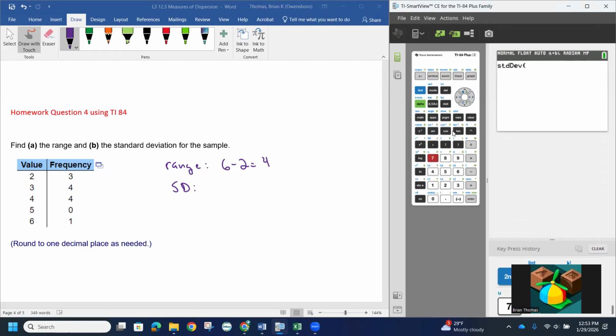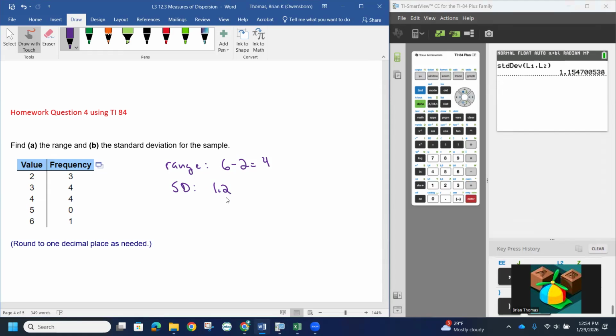And then my value list is L1, so second L1, and then there's a comma right above the 7. And I have a frequency list I have to add to that. So second L2, close parenthesis, hit enter. That should give me my standard deviation. And they say round to 1 decimal place. So that would be, looks like 1.2.